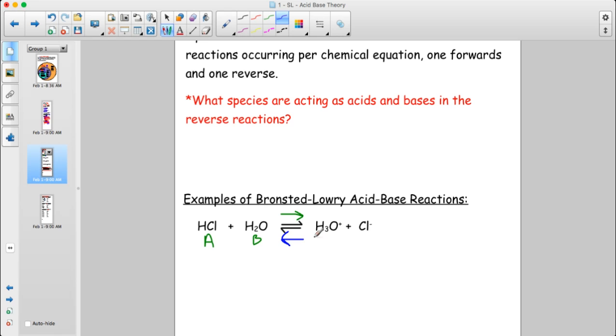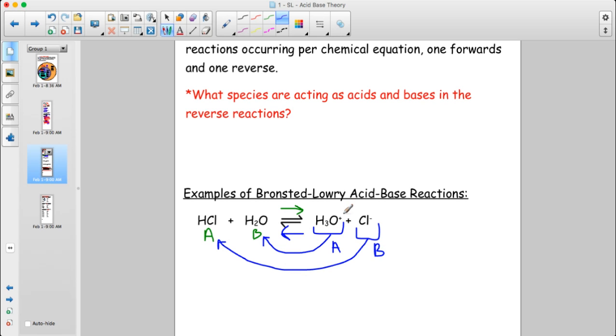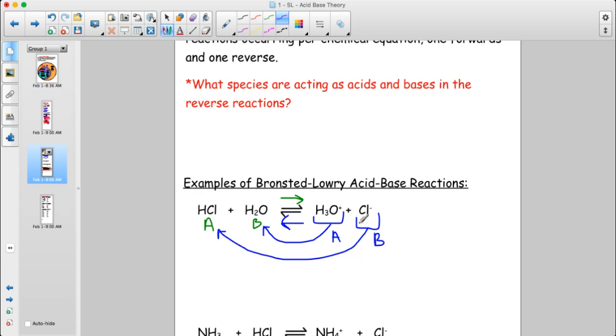And so if I think about what happens to H3O plus when it turns back into water, it has to give away an H plus to turn back into water. So in the reverse direction, the H3O plus is acting as a Bronsted Lowry acid. And in the reverse direction, the Cl minus has to gain a proton to turn back into HCl. So the Cl minus is acting as a base. So in the forward reaction, you can identify a proton donor and a proton acceptor, but you should also be able to see that in the reverse reaction, there's also a proton donor and a proton acceptor.